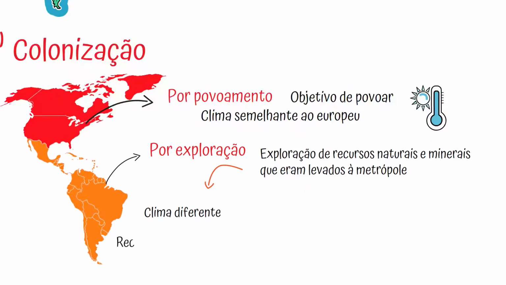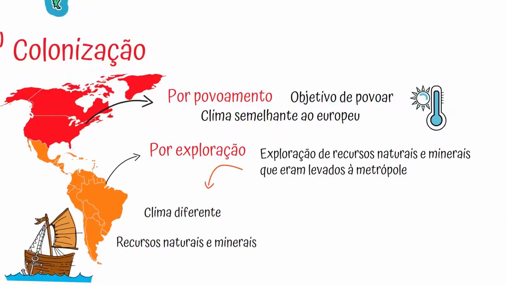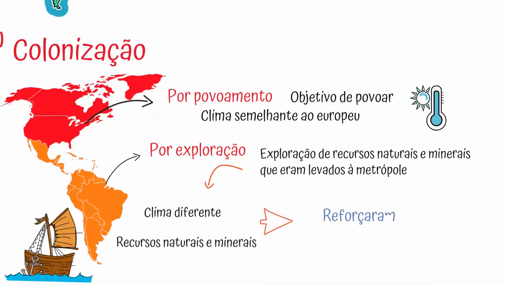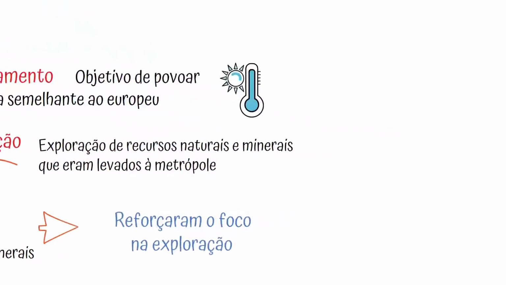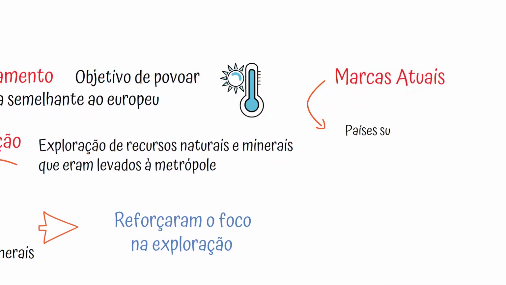A predominantly tropical climate, and a land rich in natural and mineral resources. So the Europeans arrived here and found a completely different situation from what they were used to in Europe. That's why here in South America, the focus was essentially on exploitation and strengthening the mother country, right? To extract everything they could from here to enrich the mother country, mainly Portugal and Spain. And this still leaves marks today, right?